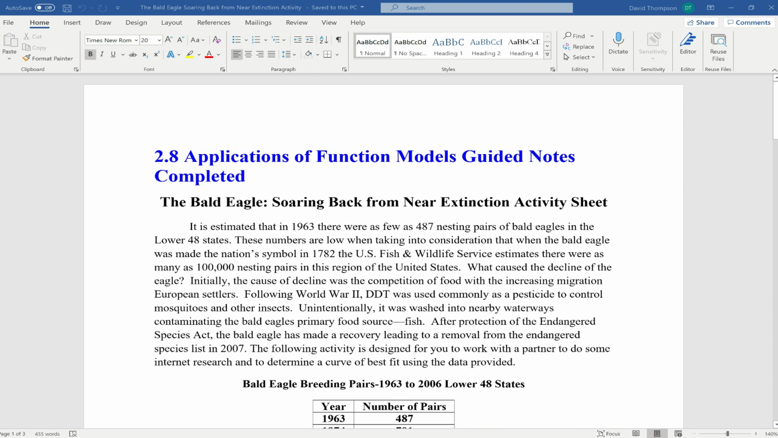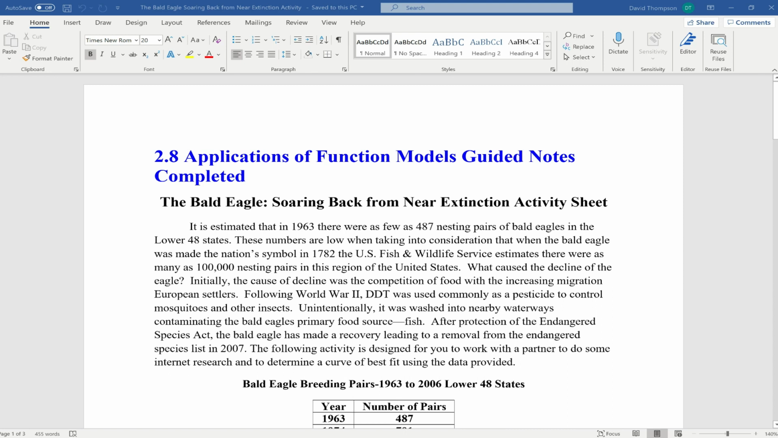Initially, the cause of the decline was the competition of food with the increase in migration of European settlers. Following World War II, DDT was used commonly as a pesticide to control mosquitoes and other insects. Unintentionally, it was washed into nearby waterways, contaminating the bald eagle's primary food source, fish. After protection of the Endangered Species Act, the bald eagle has made a recovery, leading to a removal from the endangered species list in 2007.